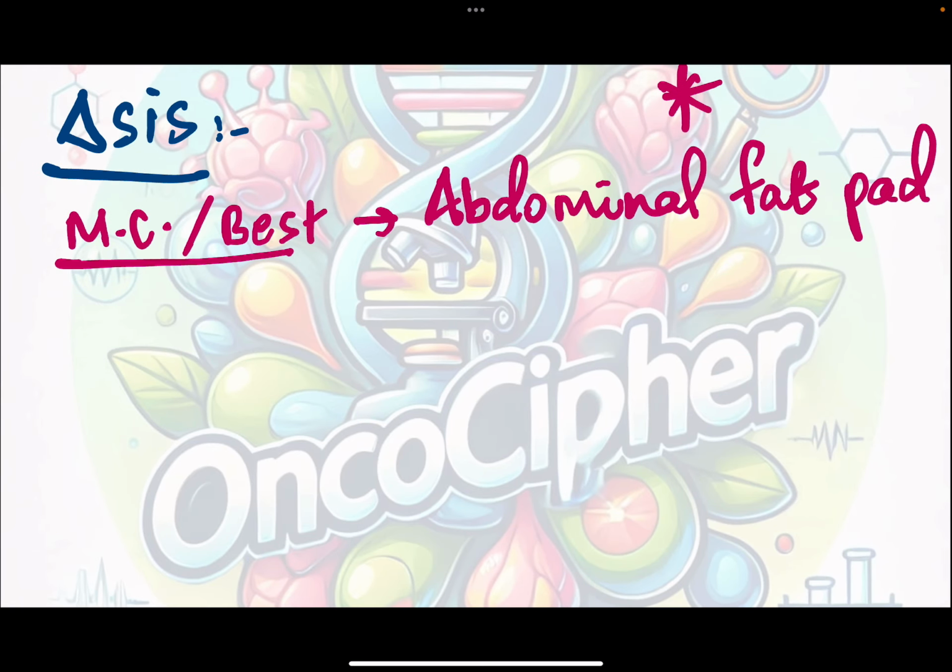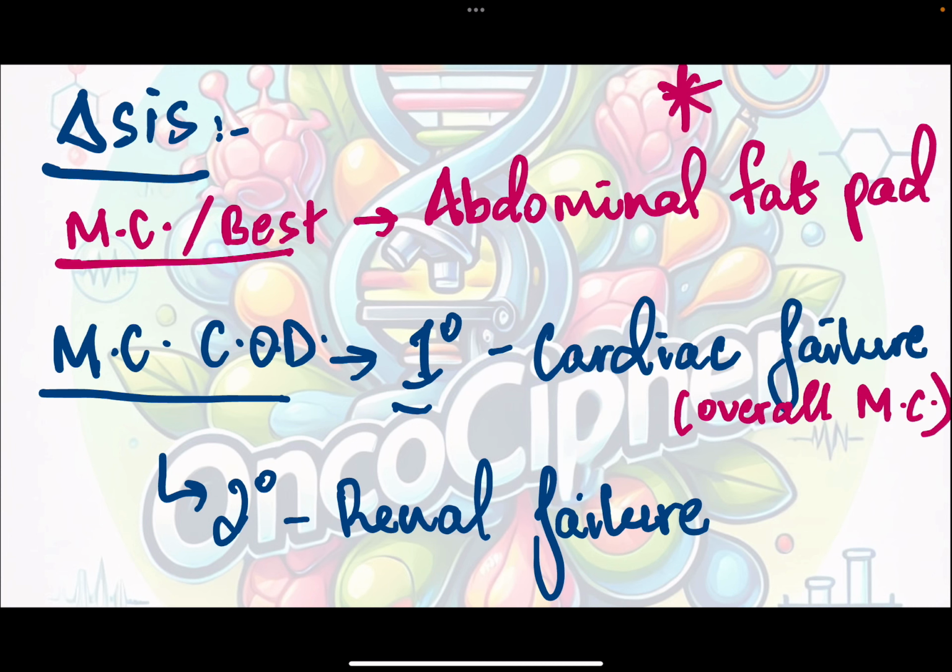Okay. Diagnosis. The most common and the best site for biopsy for proving a case of amyloidosis is the abdominal fat pad. All right, this is the correct answer. And the most common cause of death in primary amyloidosis is cardiac failure, and in secondary amyloidosis, it is renal failure. But the overall most common cause of death, if primary or secondary is not mentioned, is cardiac failure.